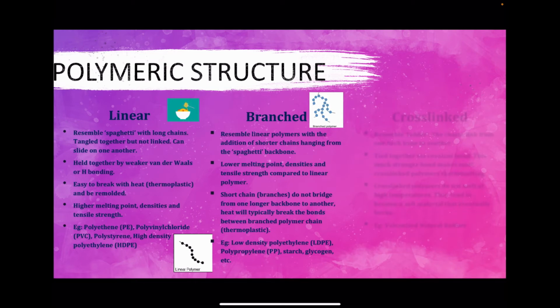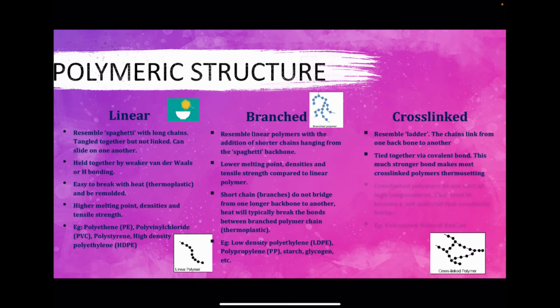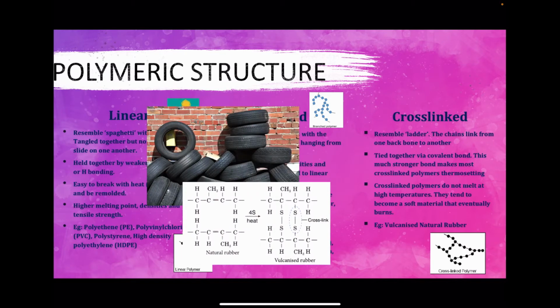The last one is the polymer with the cross-link structure, where this structure resembles ladders. The chains link from one backbone to another. This structure is tied together via covalent bonds. This much stronger bond makes most cross-link polymers thermosetting. Cross-link polymers do not melt at high temperature. They tend to become a soft material that eventually burns. An example of polymer with this structure is vulcanized natural rubber.